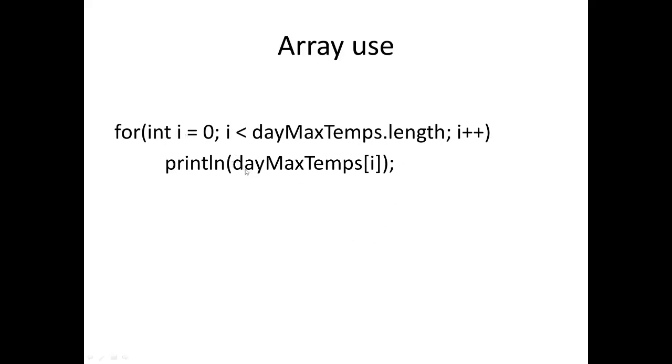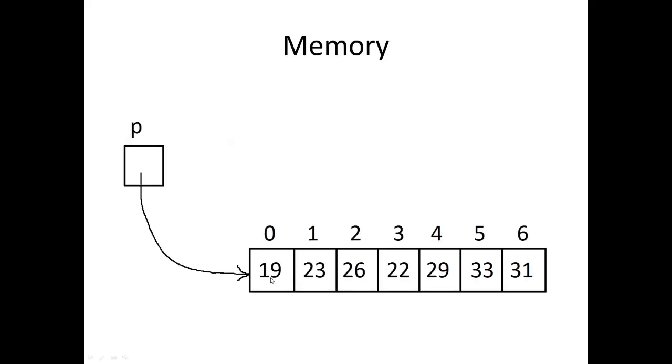And what do we do down here? For each value of i, we print this. So initially, we'll print dayMaxTemps[0]. We'll get the first number coming out. Then dayMaxTemps[1] will get printed out. Then dayMaxTemps[2], etc. So we'll just see the numbers 19, 23, 26, 22, 29, 33, and 31 getting printed out.